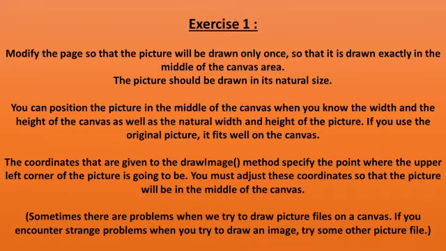If you use the original picture, it fits well on the canvas. The coordinates that are given to the draw image method specify the point where the upper left corner of the picture is going to be. You must adjust these coordinates so that the picture will be in the middle of the canvas. Sometimes there are problems when we try to draw picture files on a canvas. If you encounter strange problems when you try to draw an image, try some other picture file.